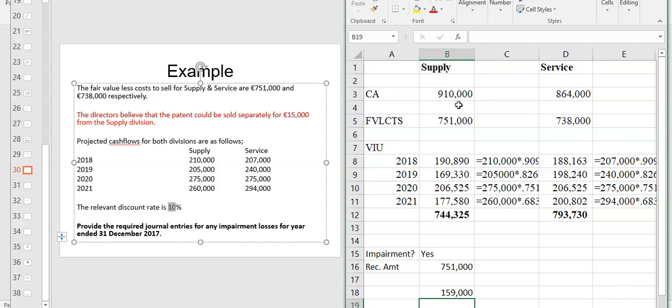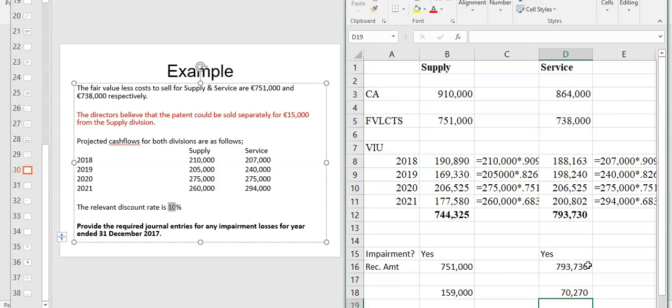Now, we'll deal with the debits and credits in a second, don't worry. But for now, it's just to make sure you know where that impairment is coming from and how it was calculated. You get the higher of the fair value less cost to sell and the value in use, and then you compare that to the carrying amount. Likewise here, the recoverable amount now is 793. And again, yes, you have an impairment. You have 864 versus 793. It's impaired by 70,000.